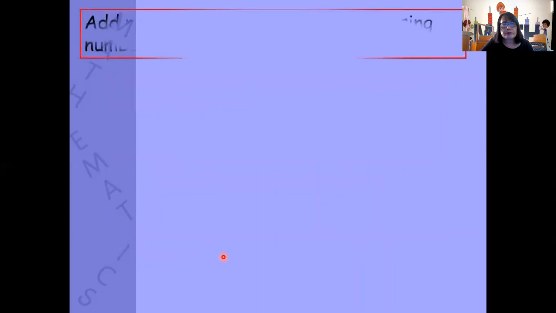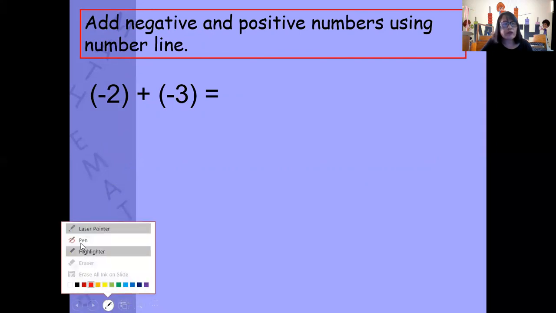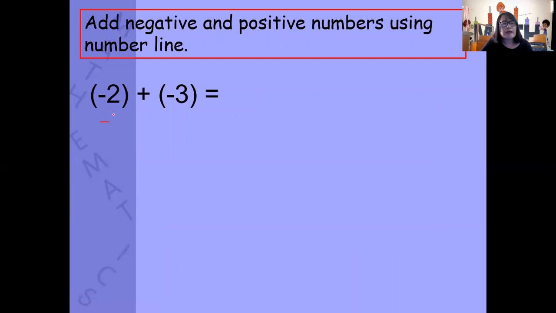Okay. So let's start with our first objective. You need to be able to add negative and positive numbers using a number line. Here is my first example. We have a question: -2 plus -3. This can also be written, so that you won't be confused, as -2 and -3. What will be the sum?